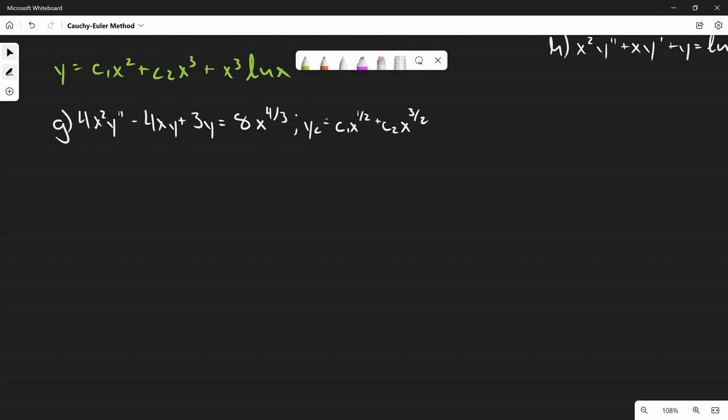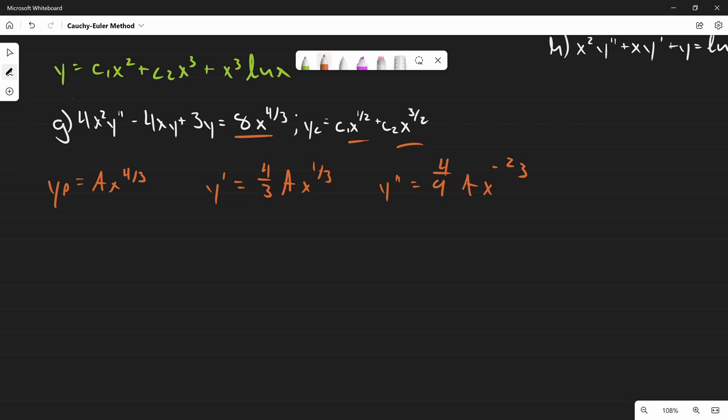it's the same thing. We see that x to the 4/3 is not in any of the solutions. So we let the particular solution be ax to the 4/3. And so the derivative will be equal to 4 over 3 ax to the 1/3. And then the second derivative will be 4 over 9 ax to the negative 2/3. And so we just plug it in.